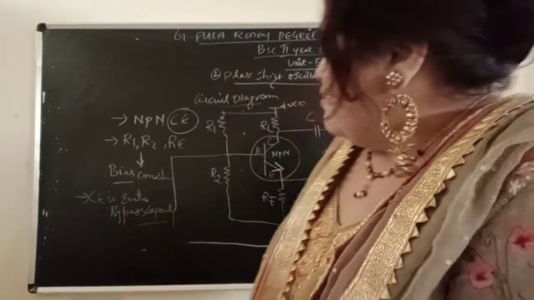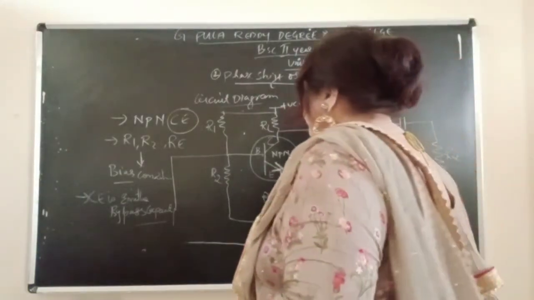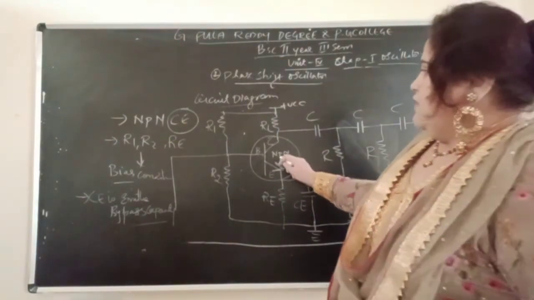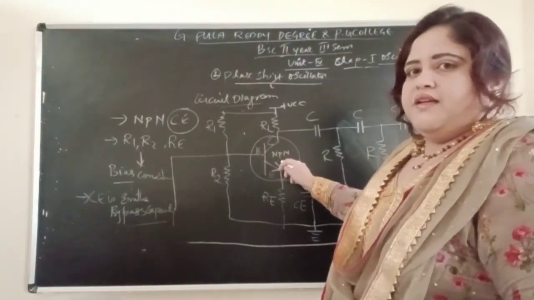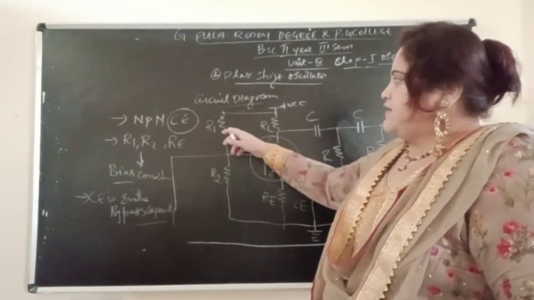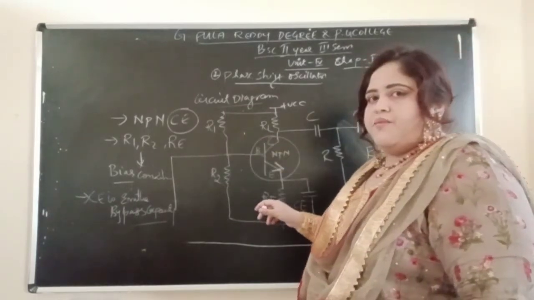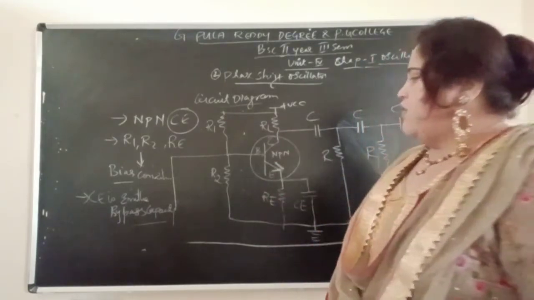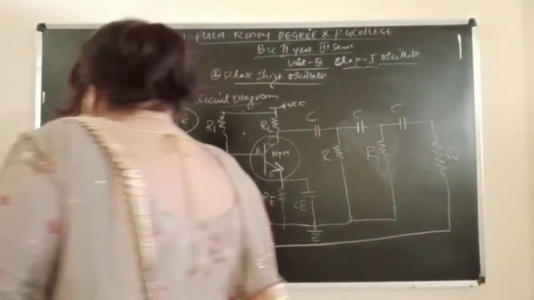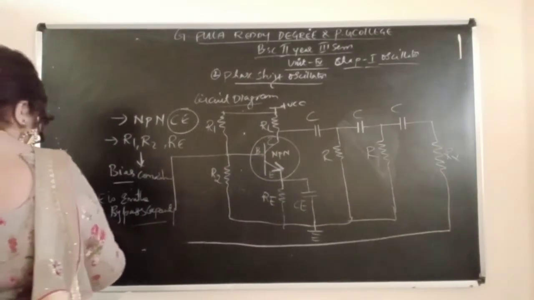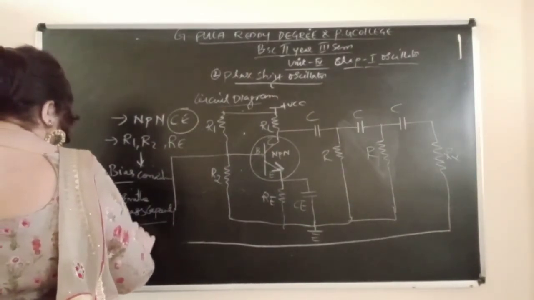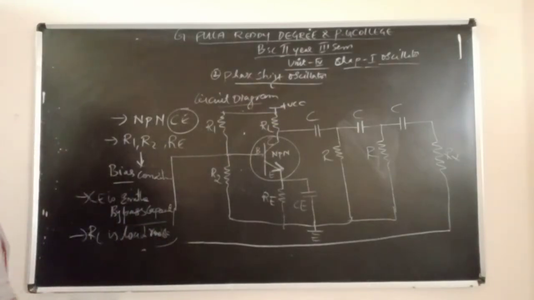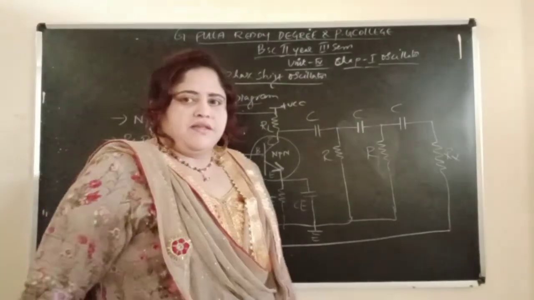Now next, first what we have said? We have said it is an NPN transistor, common emitter type. Resistors R1, R2, RE are providing the necessary biasing condition. Whereas RL is the load resistance. RL is nothing but the load resistance.